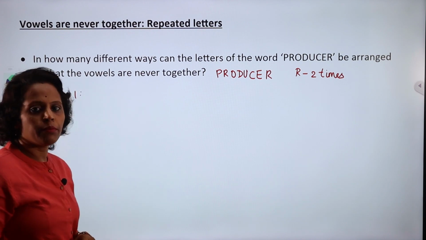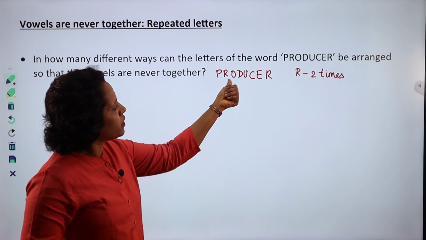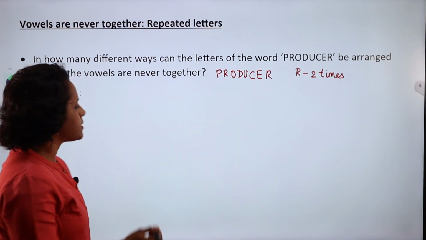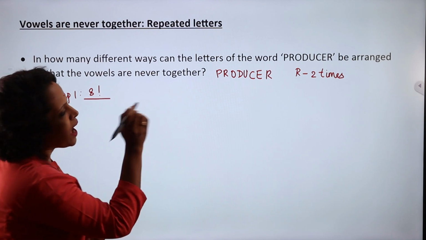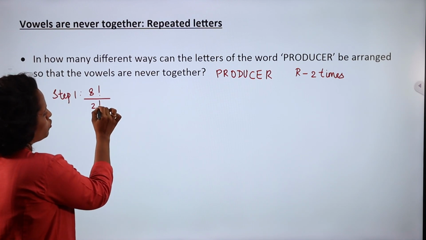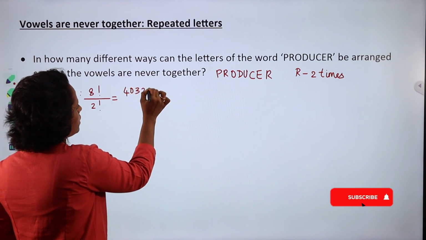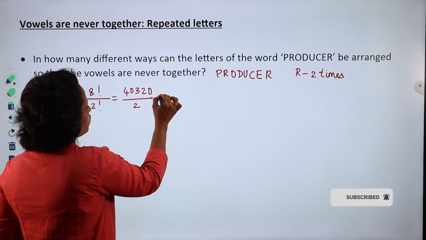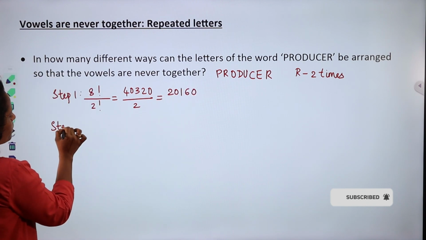Step 1 is total number of words that can be formed using the letters of the word producer. 1, 2, 3, 4, 5, 6, 7, 8. It is an 8-letter word. So we have 8 factorial divided by R is repeated twice, so 2 factorial. 8 factorial is 40320 divided by 2, 20160. Now step 2.